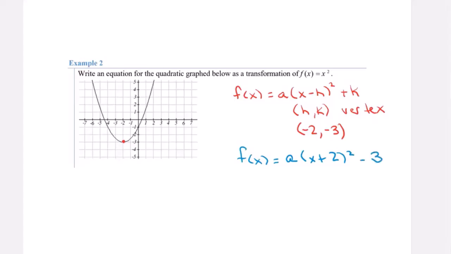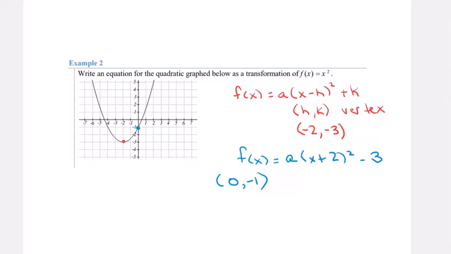And the only thing we don't know at this moment is a. How do we find a? We need to pick a point on the graph that hits the grid at a certain point. And I see right here a nice, easy point. That point is x equals 0, y equals -1. So now I can plug those values in for x and y, and I can solve for a.